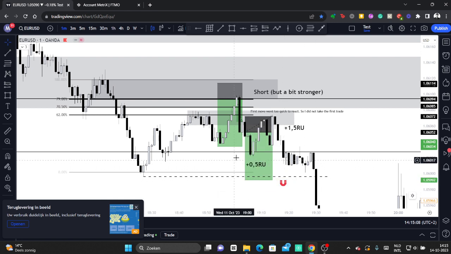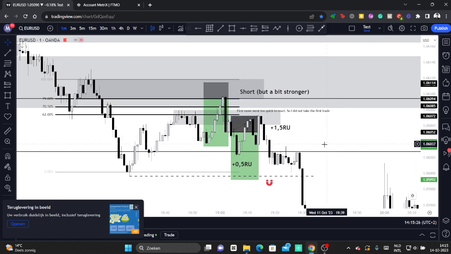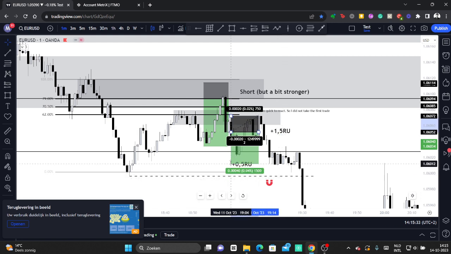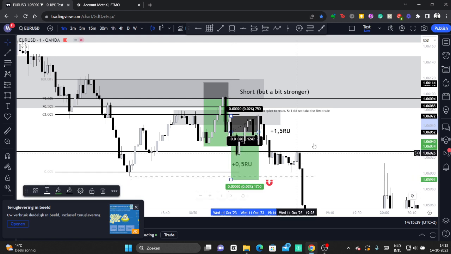So that was my expectation, but it first needed to go backwards, go into this zone that I said, and then went all the way down. That's unfortunate, but again, it is what it is, and I got stopped out at 0.5 RU. And basically, 1.5 RU is what I could have made, as you can see, the maximum of this trade before it went downwards.